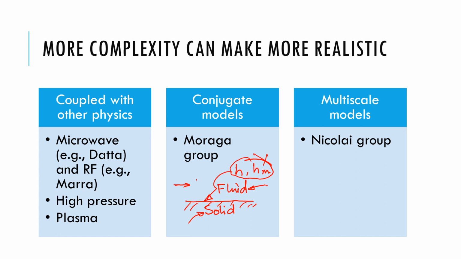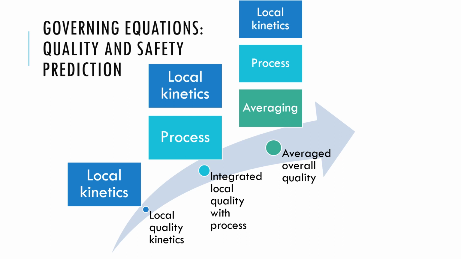That's the most important part in this problem formulation stage. In our quest for making models more realistic, we can develop models that can predict quantities that are more readily usable, like quality or safety, as distinct from just temperatures or moisture. So we can predict these quantities. Now there are frameworks for these as well.